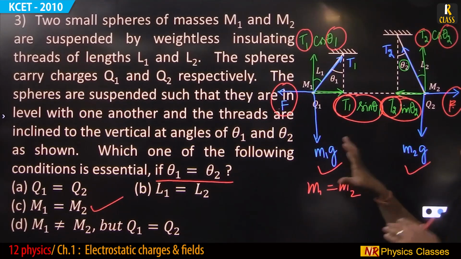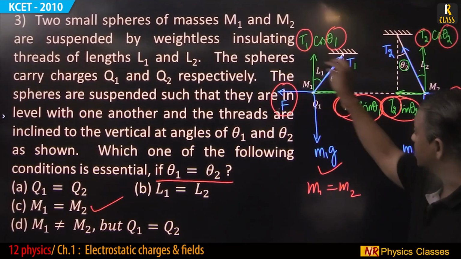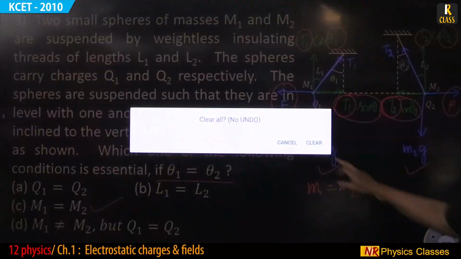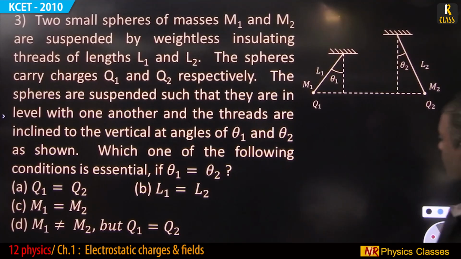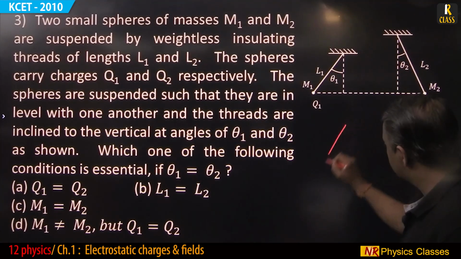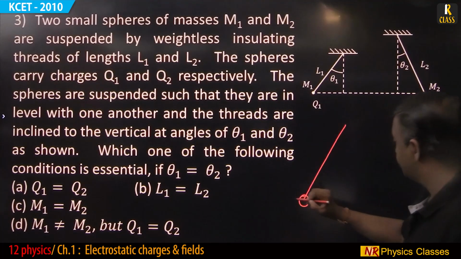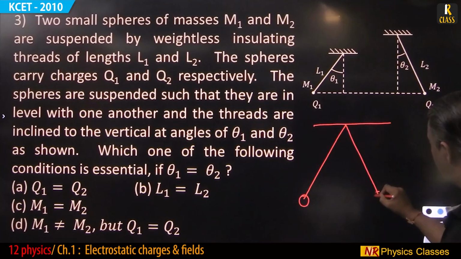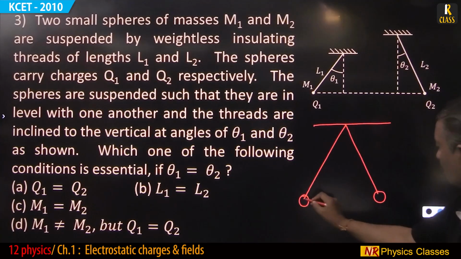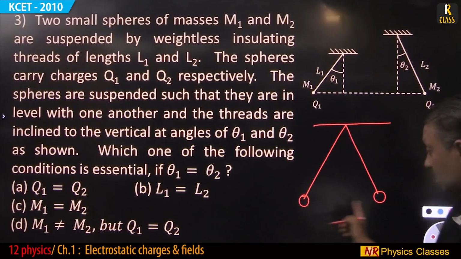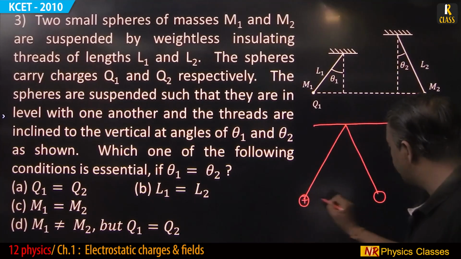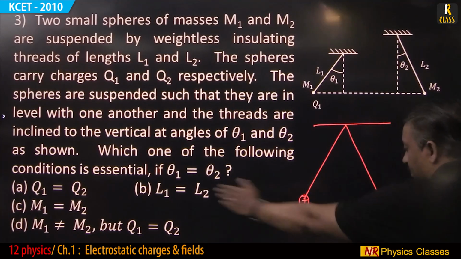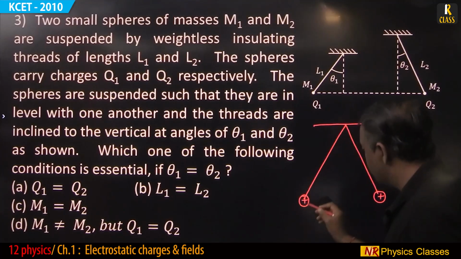Now, let me give an explanation of how to get these forces. This is a string, sphere. This is one more string with an identical sphere. Both are charged. Because of charges, let me represent that by plus and plus. Because of charges, there is repulsion. So this is the force of repulsion.